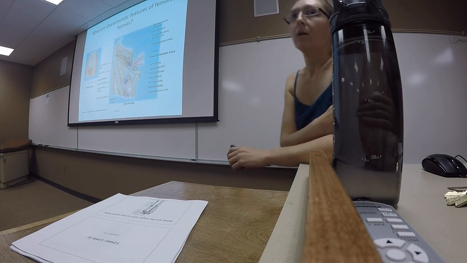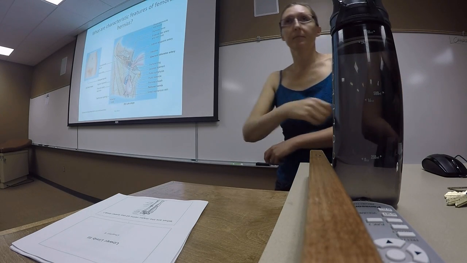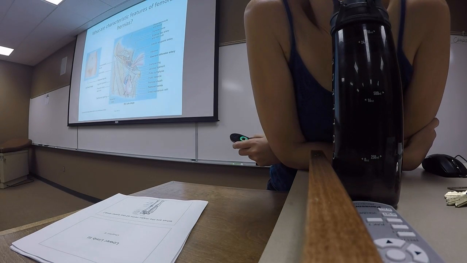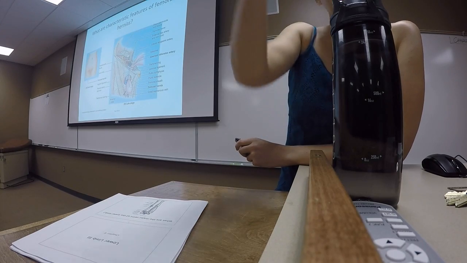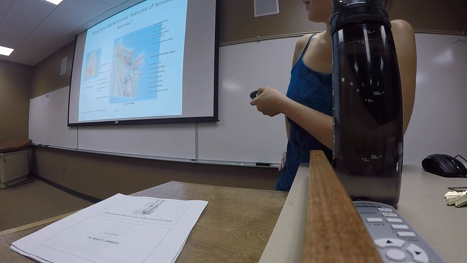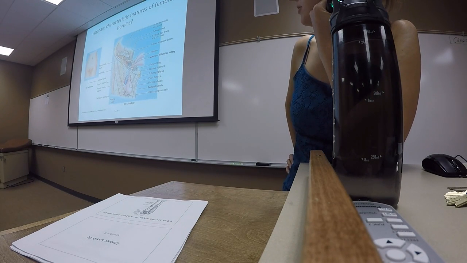Just to clarify one more time, the femoral sheath goes through the saphenous opening then? Sorry, the femoral sheath goes through the saphenous opening? The femoral sheath is deep to the fascia lata, right? So, it could be, well, actually, you know what? That's a good question.